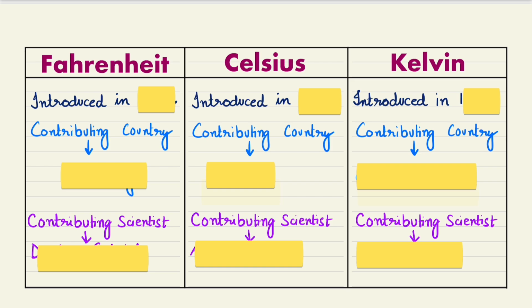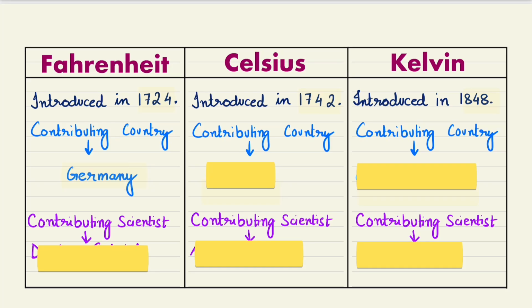Hello and welcome back. Today we are comparing the three scales of temperature, namely the Fahrenheit, the Celsius, and the Kelvin scale. The first thing to note down is that Fahrenheit was developed the first among these three, being developed in 1724, while the Celsius scale was developed in 1742 and Kelvin at a much later point of time in 1848.